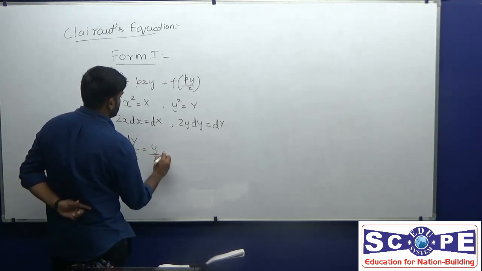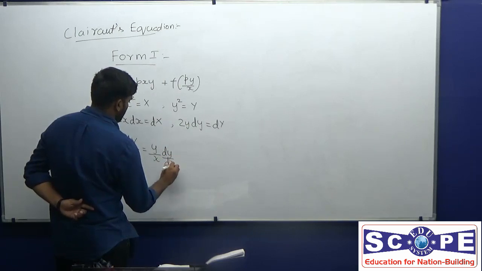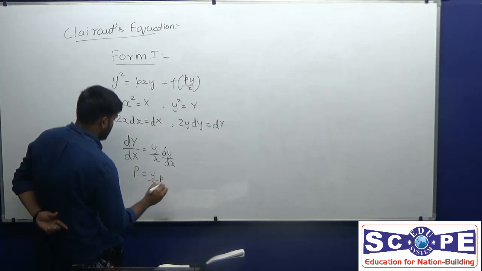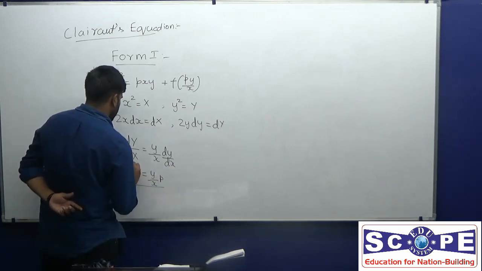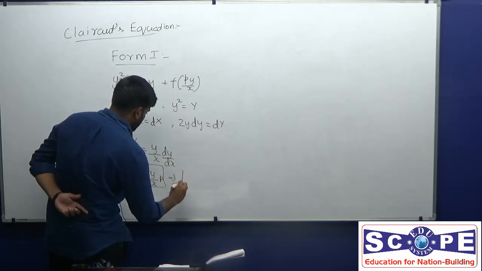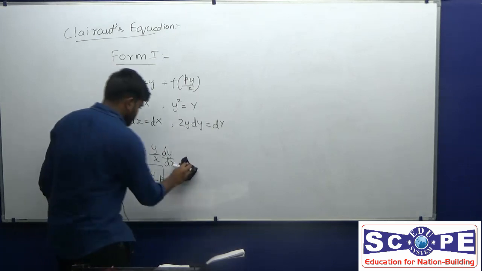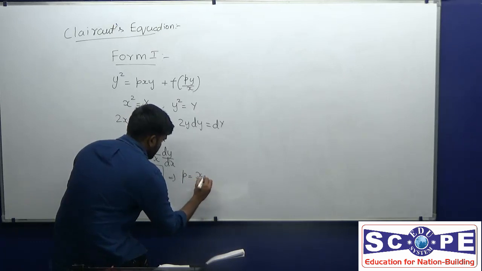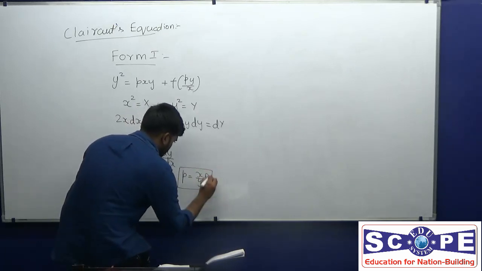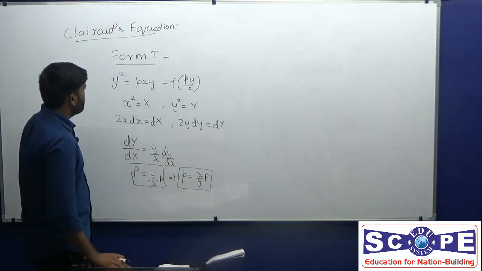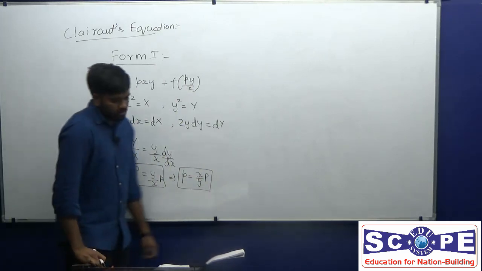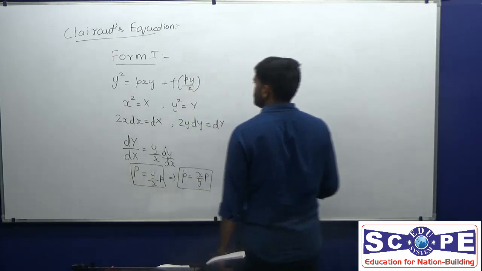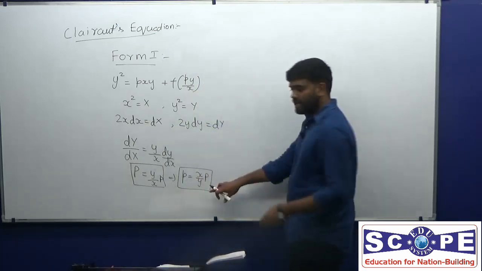So ultimately dY by dX would be y by x dy by dx. This is capital P equals to y by x small p, or simply small p equals to x by y capital P. So small p we get as x by y P.